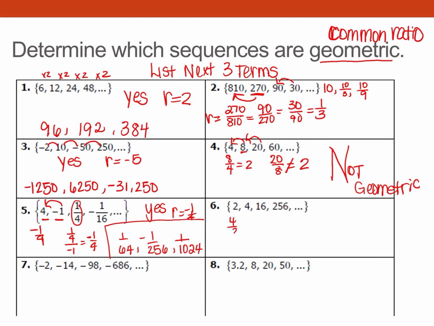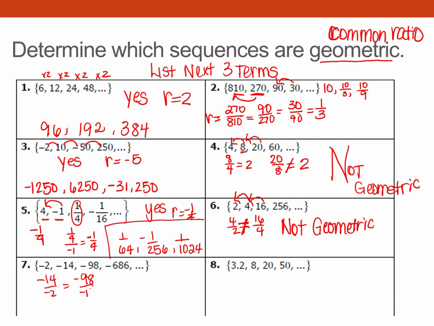Here you have 4 divided by 2. Is that the same as 16 divided by 4? Let's look at that. 4 divided by 2 is 2, and 16 divided by 4 is 4. So this is not a true statement. So this is not geometric.